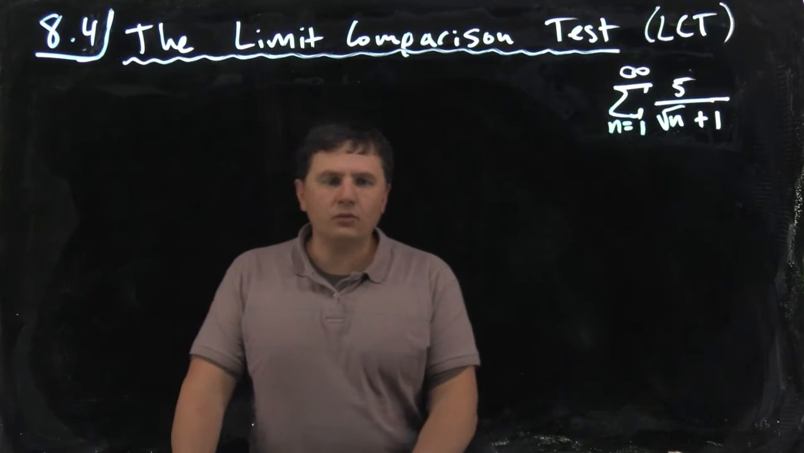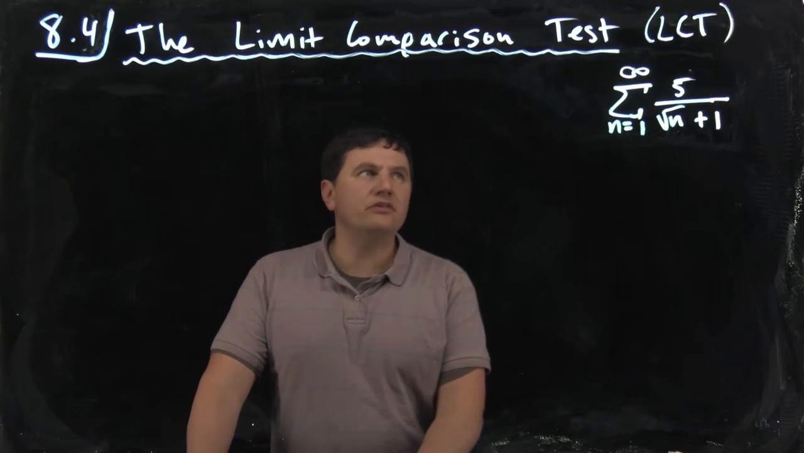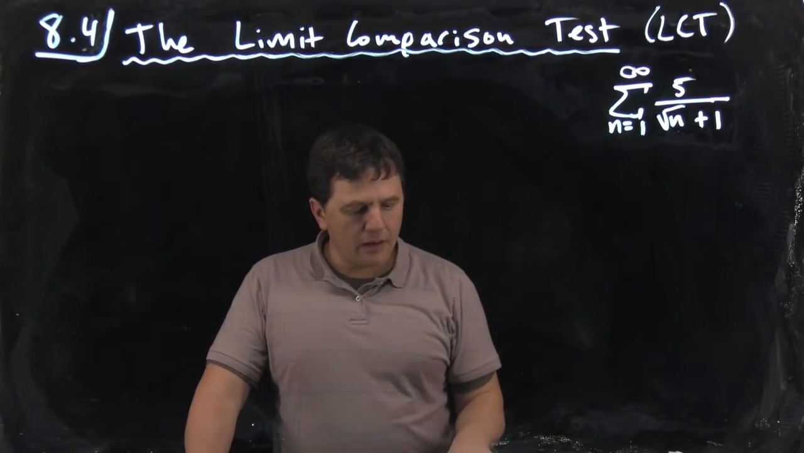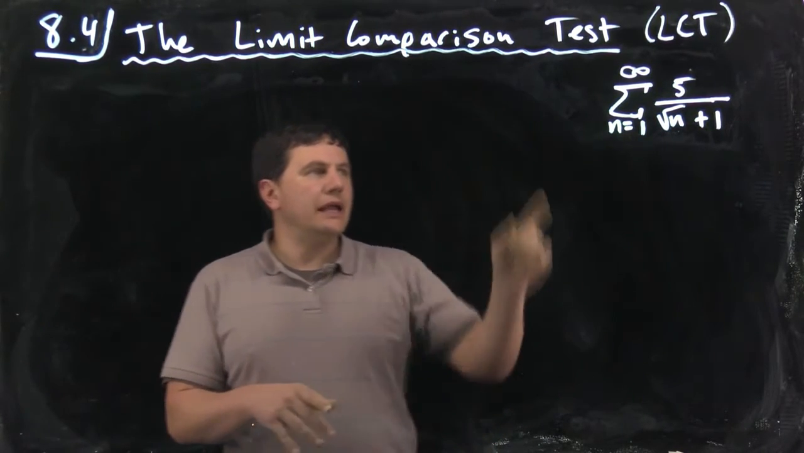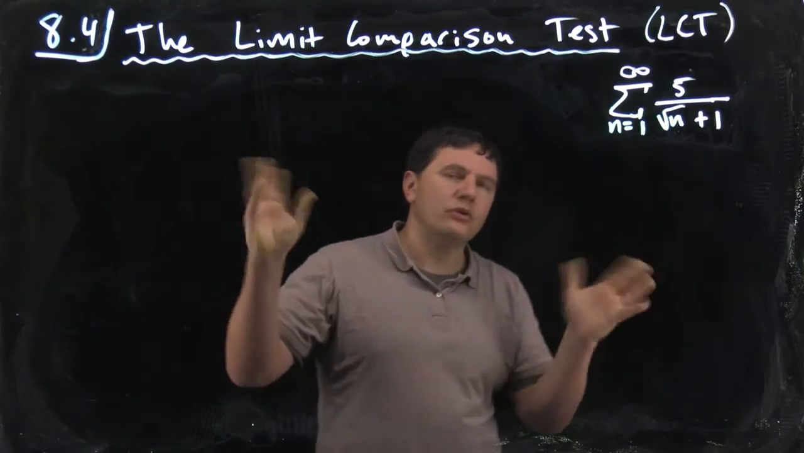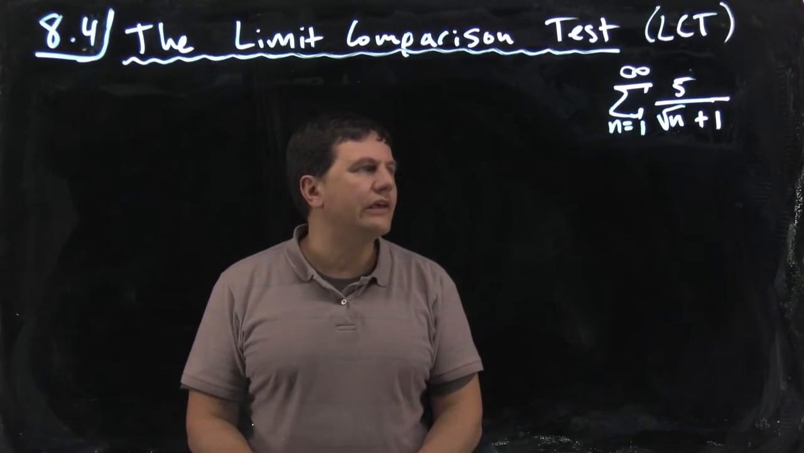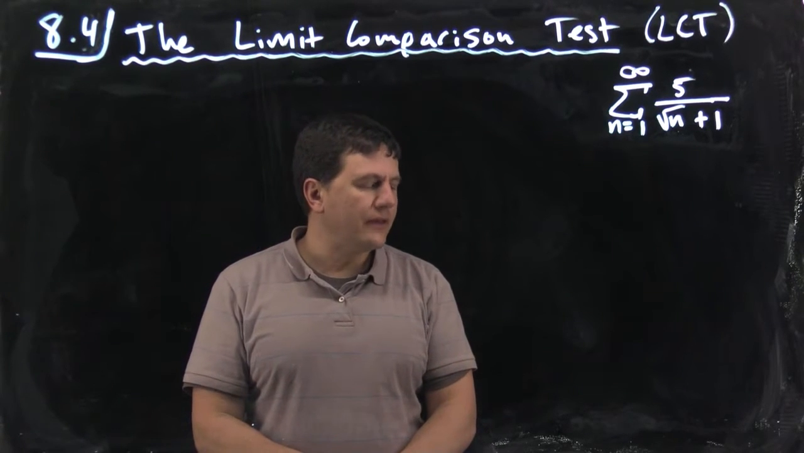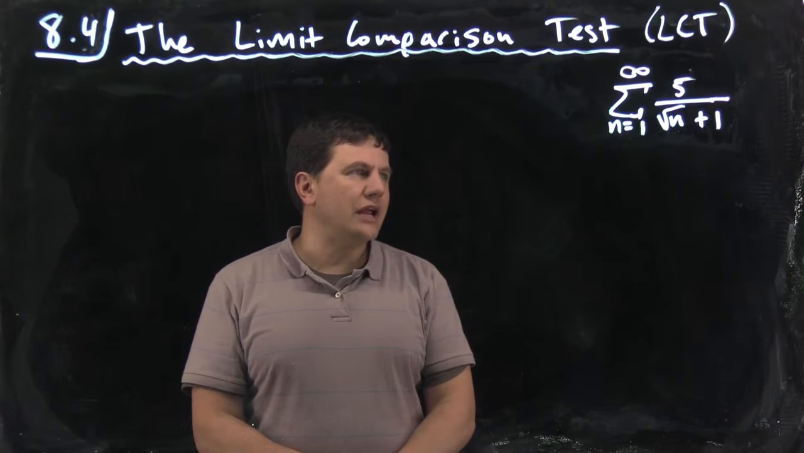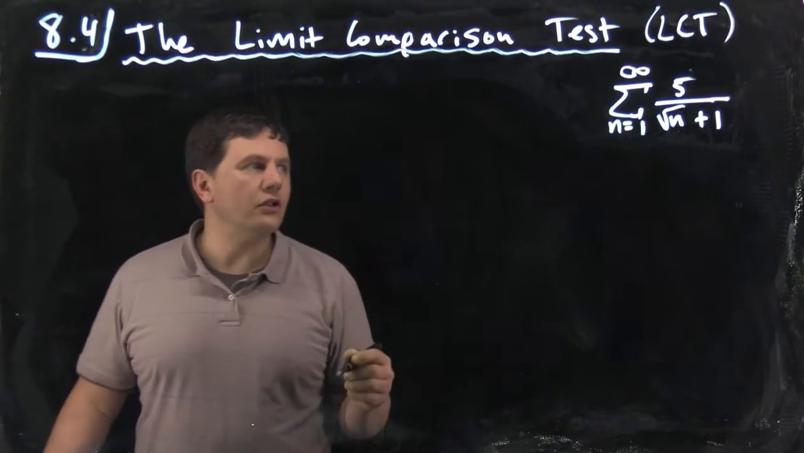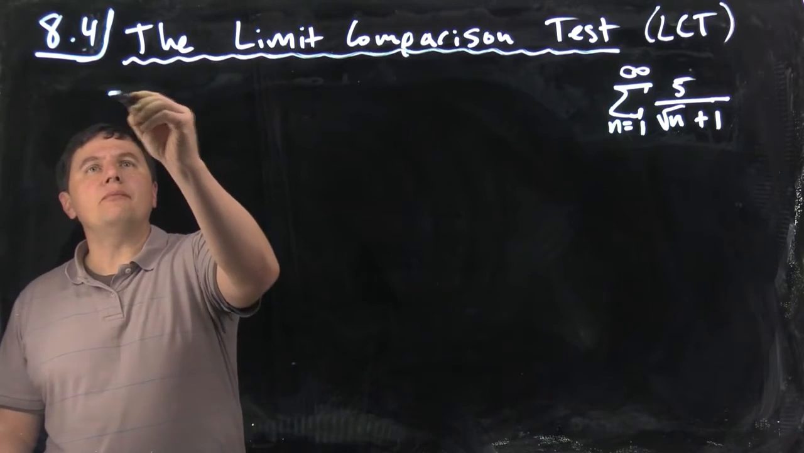Okay, we're going to talk about 8.4, the limit comparison test. Often refer to this as the LCT. In the last section, I ended with this series, and I talked about how we sort of intuitively know that thing diverges, but we didn't have the tools to prove it, at least not by p-series. So what we're going to do today is we're going to compare it. Now, what we're going to compare it to is we're going to take a look at this series.